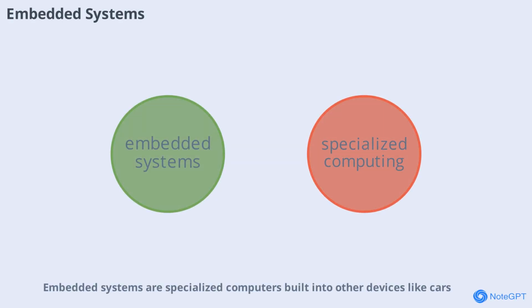Embedded systems are specialized computers built into other devices like cars, appliances, or medical equipment. Their architecture is tailored for specific tasks, often prioritizing reliability, efficiency, and low power consumption over raw performance.